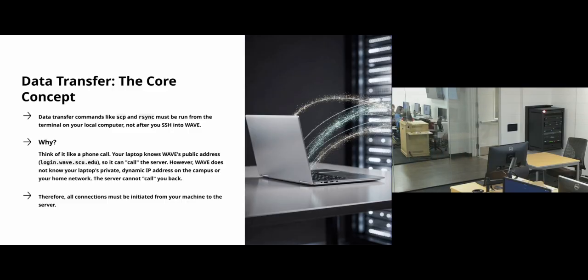When you say SSH HPC, it's actually SSH, your username at login.wave.su.edu. That domain name is associated with an IP address that is a publicly available IP address. So basically anybody in the world, or at least anybody that's connected to our VPN, can get to the HPC via that public IP address, right?